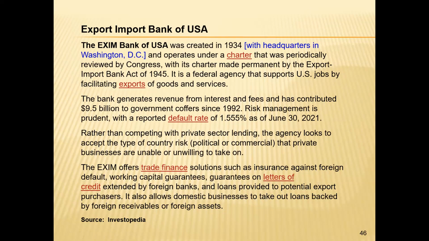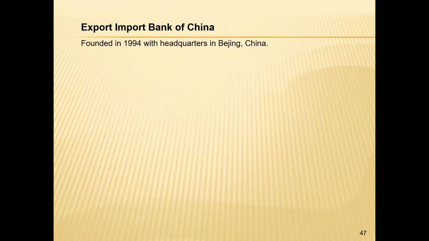Okay, so the USA EXIM Bank offers working capital guarantees on letters of credit, and loans provided to potential export purchasers. We move to the EXIM Bank of China.